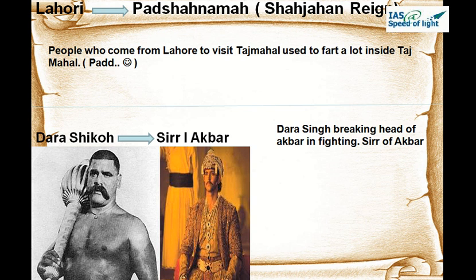So people who come from Lahore to visit Taj Mahal used to fart a lot inside Taj Mahal. So you went to Taj Mahal with your friends to see it, and there was a group of people who came from Lahore, and they were farting a lot, smelling really bad, and making the environment dirty. So in this whole scenario, you can think of a story where you went to them and asked them not to fart in this place. So Lahore, that is Lahori, we are relating with Padna, that is farting, or Padshah Nama, and it was during the period of Shahjahan's reign. Shahjahan is Taj Mahal.